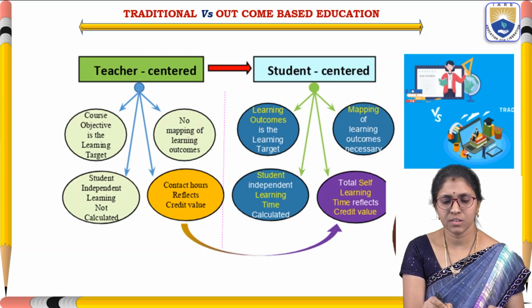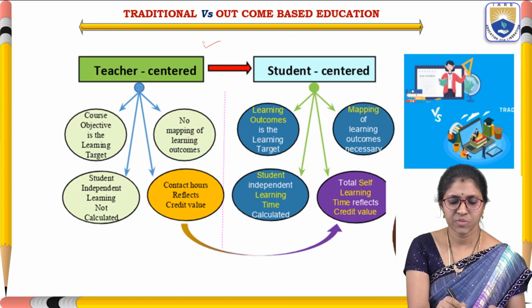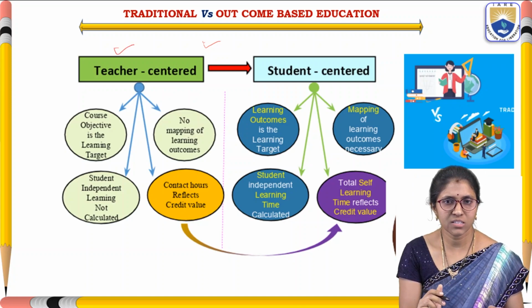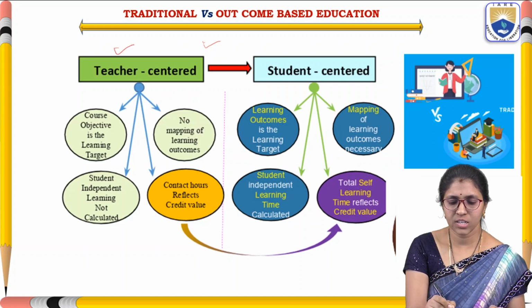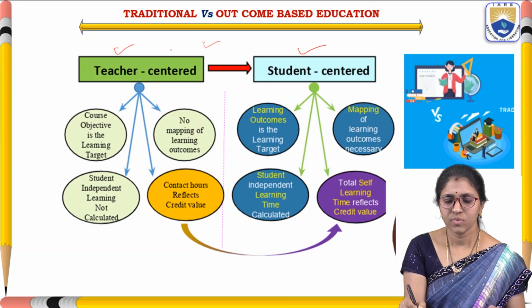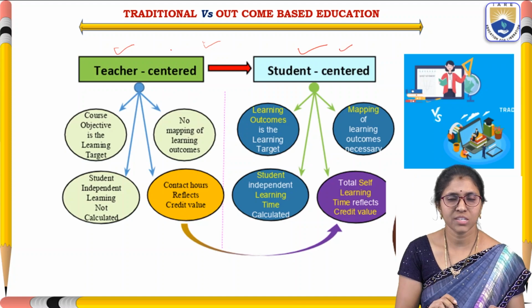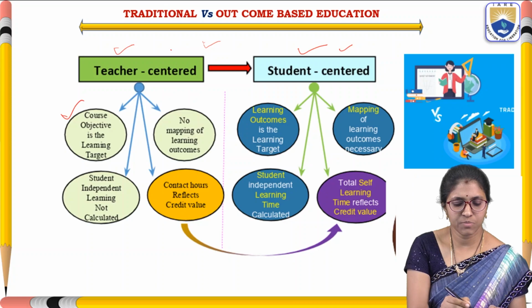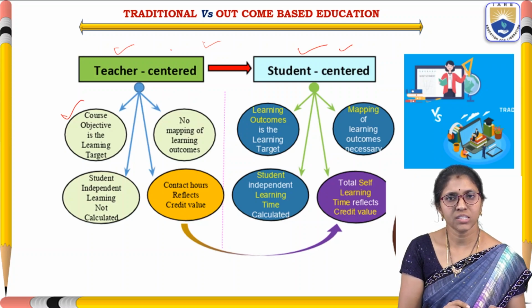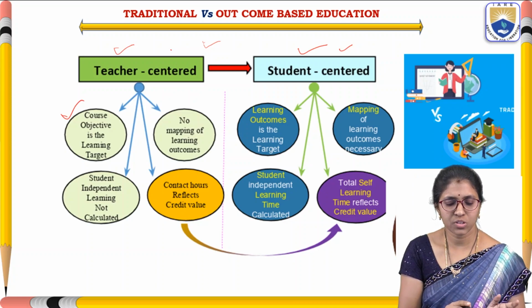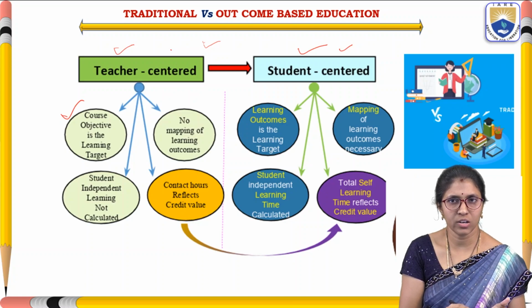Here are the differences between traditional and outcome-based education. Traditional education is a teacher-centered educational system. Outcome-based education is a student-centric educational system. In the traditional system, the course objective is the learning target.